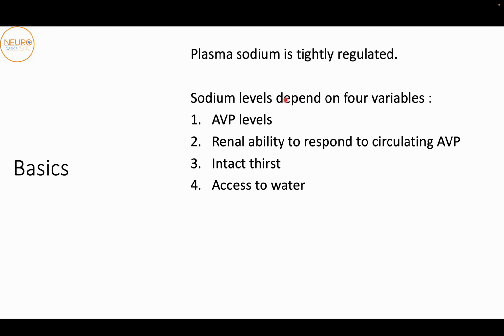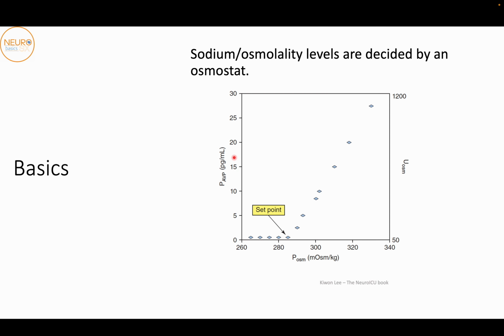That is why plasma sodium is going to be tightly regulated, and sodium levels in the body depend on four variables. These are levels of arginine vasopressin, the ability of the kidney to respond to these levels, and also, apart from these two things, intact thirst and access to water. So, if a patient has all these four things being normal, the sodium levels should be normal. Any change in any of these four will lead to abnormalities of serum sodium.